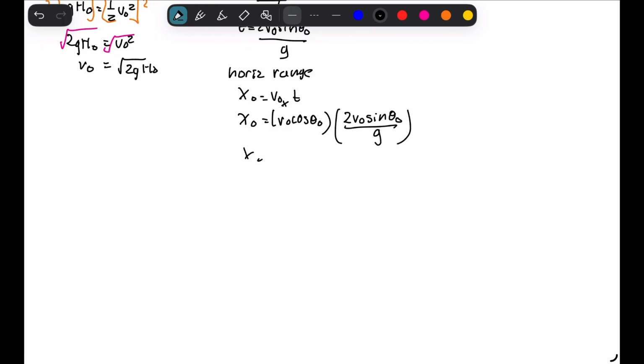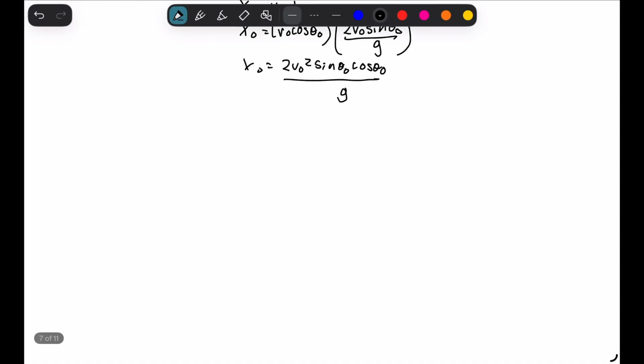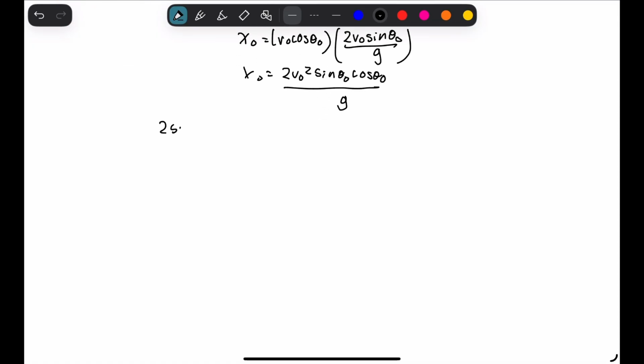This will be equal to 2v initial squared sine theta initial cosine theta divided by g. So you can use that 2 sine theta cosine theta initial is equal to sine 2 theta initial. This is your double angle identity in trig.